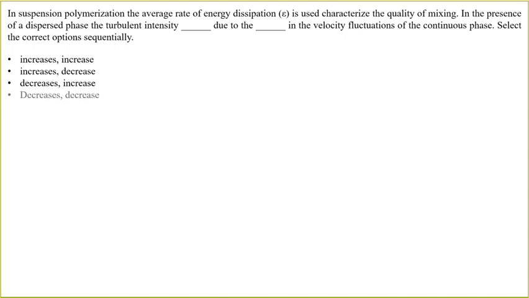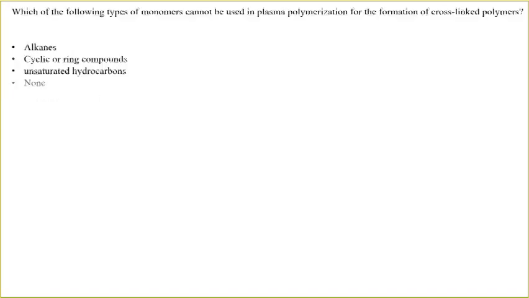So in the presence of a dispersed phase, the turbulent intensity will decrease due to the decrease in the velocity fluctuations of the continuous phase. So that is what is happening. When there is a dispersed phase, the turbulent intensity will decrease due to the decrease in the velocity fluctuations of the continuous phase.